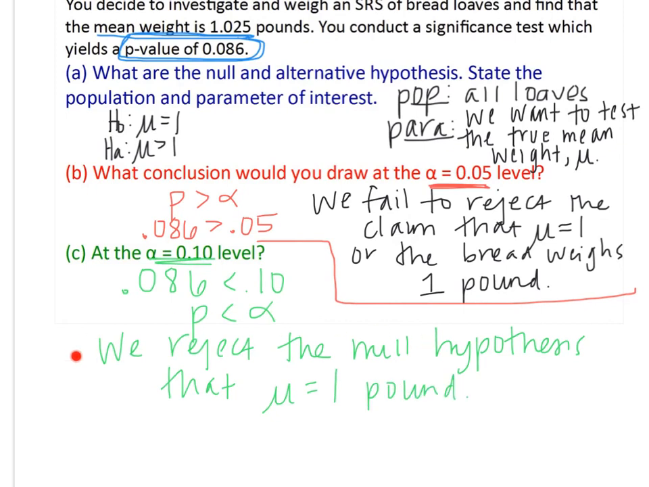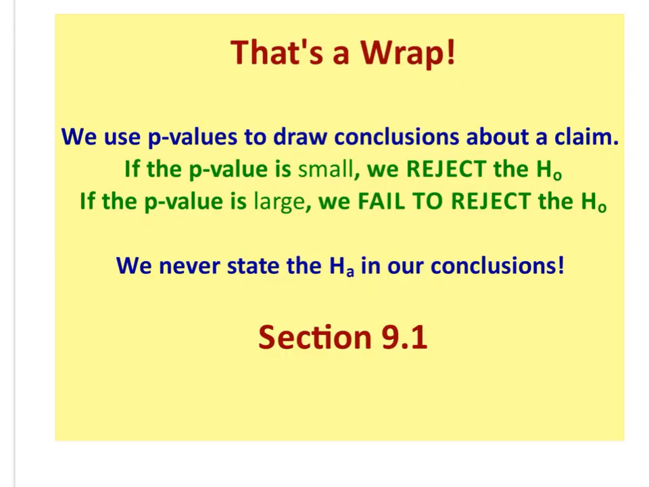So you can see I worded my conclusions a little bit differently. You can choose the one that works for you. If you want to say we reject the null hypothesis that the mean equals 1 pound, or we fail to reject the claim that the mean equals 1 pound, which means the bread weighs 1 pound, you can kind of choose and play with it. The 3 pieces that your conclusion should have are that it should incorporate the p-value, it should say reject or fail to reject, and it should have context.